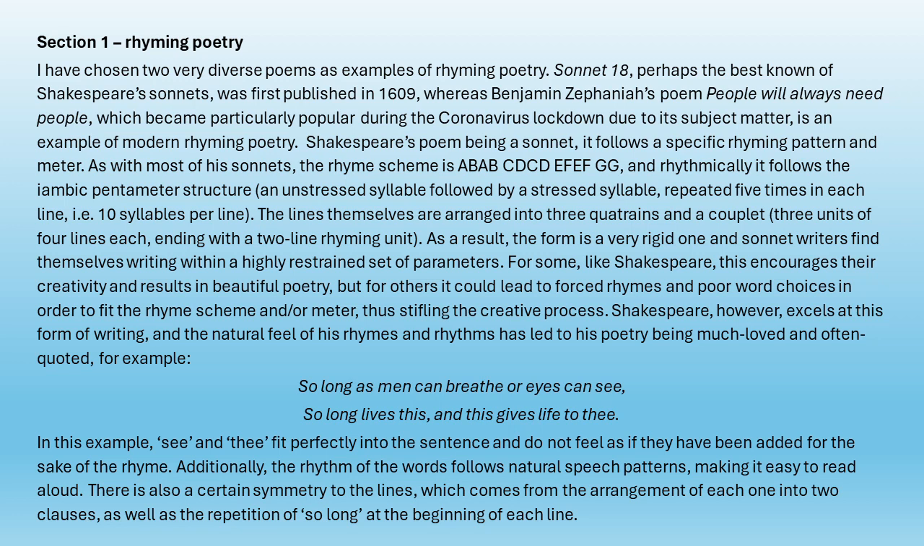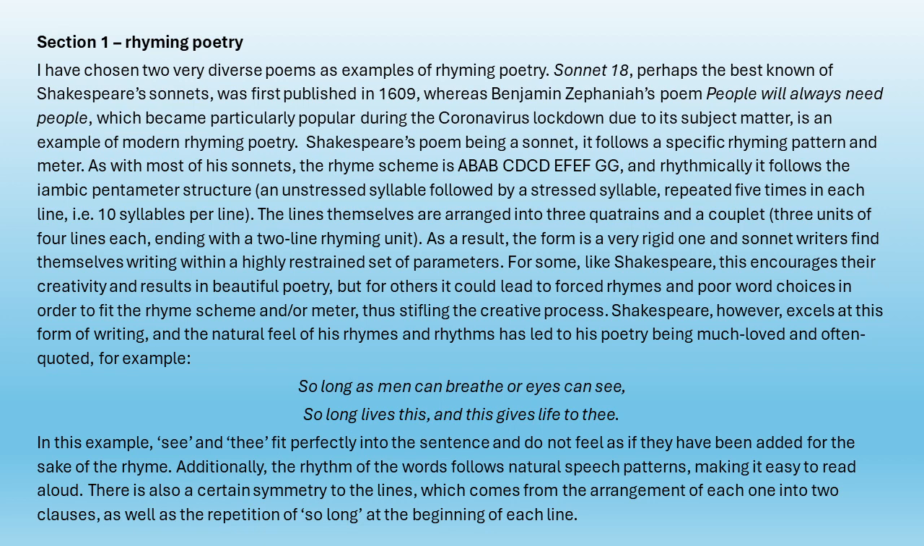Shakespeare's poem being a sonnet, it follows a specific rhyming pattern and metre. As with most of his sonnets, the rhyme scheme is A-B-A-B, C-D-C-D, E-F-E-F, G-G. And rhythmically it follows the iambic pentameter structure, an unstressed syllable followed by a stressed syllable, repeated 5 times in each line, i.e. 10 syllables per line. The lines themselves are arranged into 3 quatrains and a couplet. That's 3 units of 4 lines each, ending with a 2-line rhyming unit.